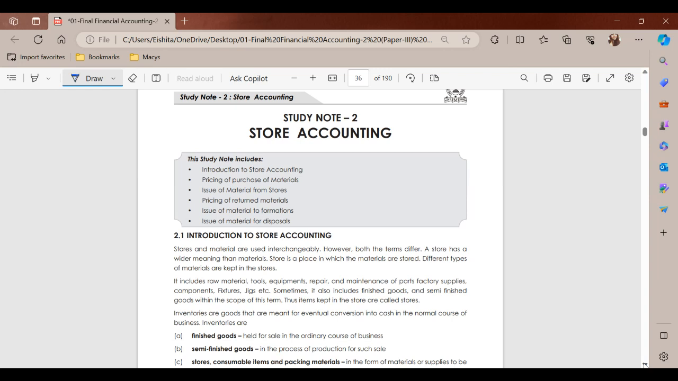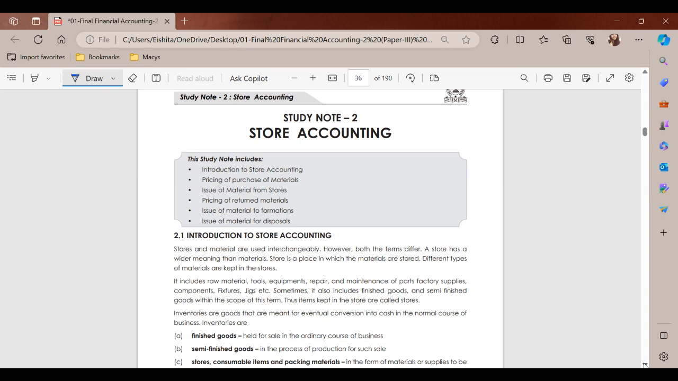Store is a place in which the materials are stored. Different types of materials are kept in the stores. So what I've shown you is a centralized store where the materials are kept. And what you will see also is a decentralized store. So each shop will have its own stores.